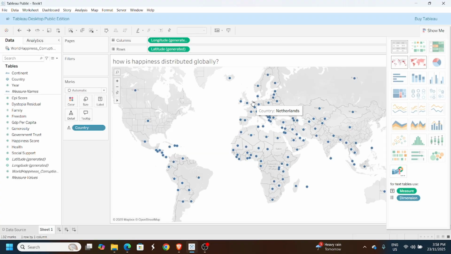Hello people, so today we are going to talk a little bit about world happiness and corruption. The data is from 2015 to 2020.